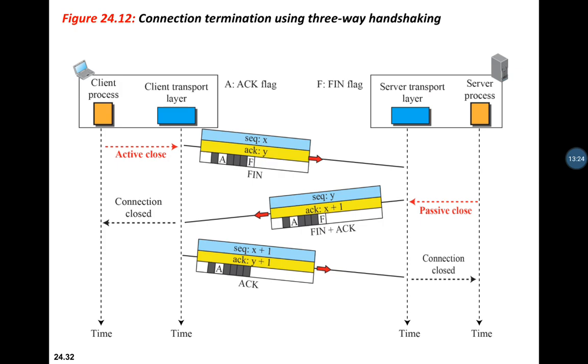If it is not carrying data, it consumes only one sequence number. Next, the third one: the client TCP sends the last segment, which is called the acknowledgement segment, to confirm the receipt of the FIN segment from the server. This contains the acknowledgement number, which is 1 plus the sequence number received in the FIN segment from the server. This cannot carry data and consumes no sequence number.